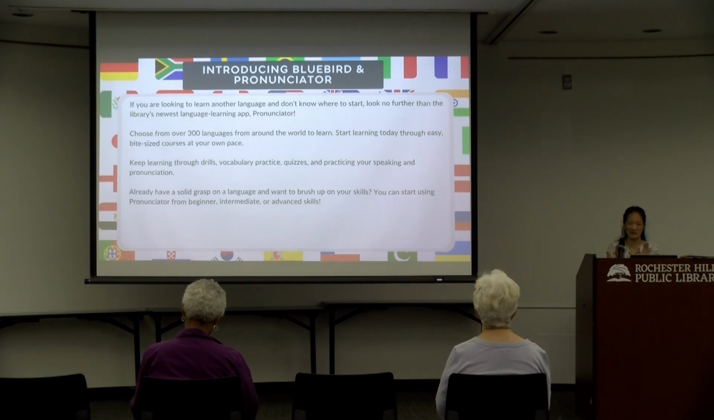I'm going to quickly tell you the difference between Pronunciator and Bluebird. Bluebird is the app that you download onto your phone. Pronunciator is the website that you go onto on your computer. Same company, same service. One's used on your desktop, one's used on your phone or your tablet.